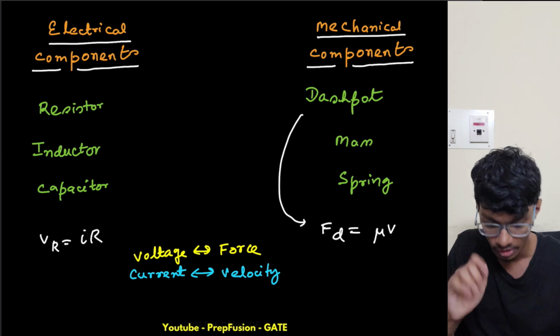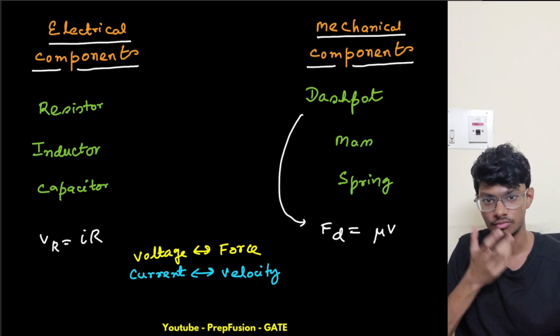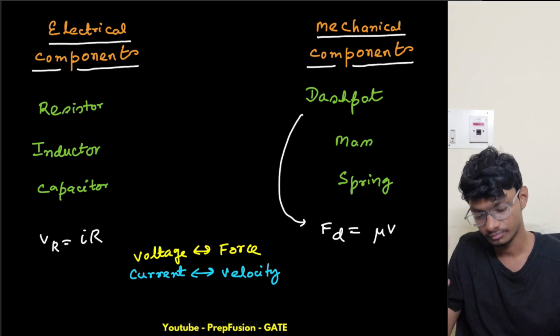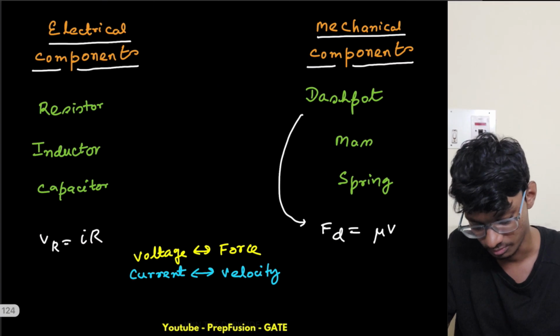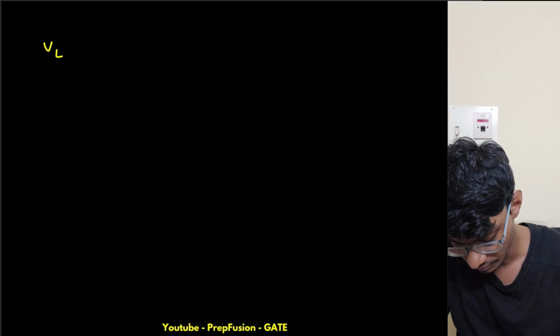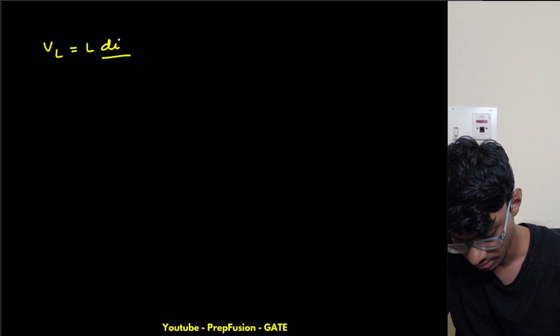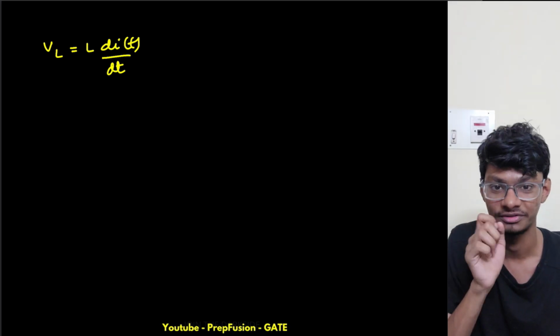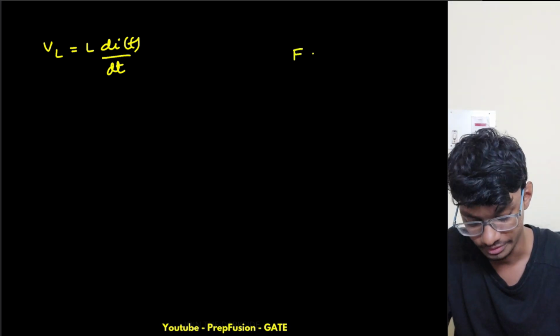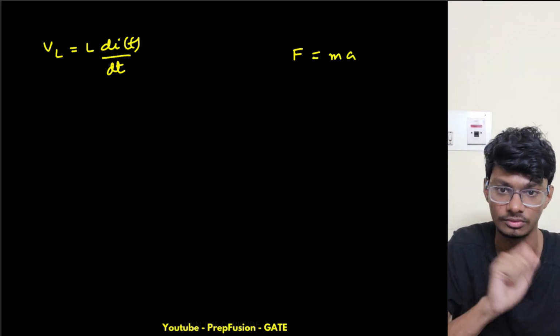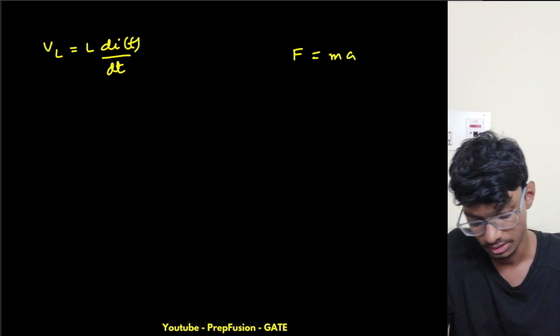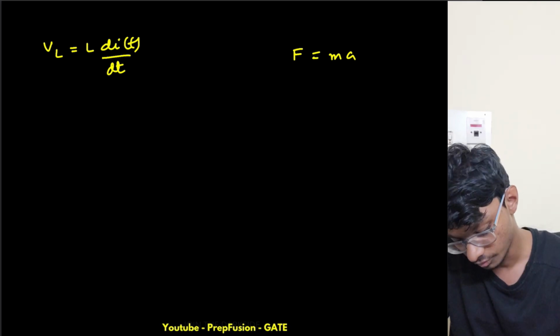Now for the inductor, you are surprised how it is related to mass. Let us do a quick proof, because this is not that important. What is the equation of the inductor? It is L di/dt. Now one thing we know since childhood is the force equation: force equals mass times acceleration. If there is some mass and a force applies, it will have some acceleration. So force equals mass times acceleration.